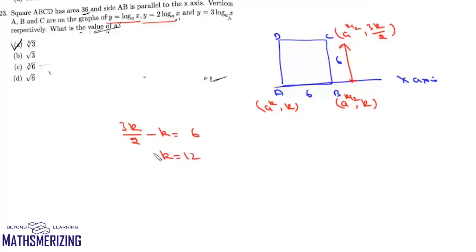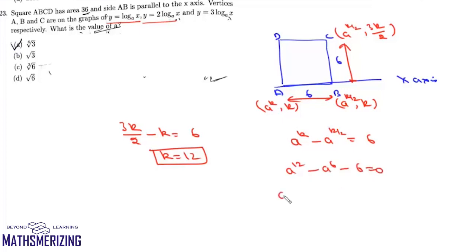So value of K should be 12. Now length of this AB is also 6. So we can write A to the power K minus A to the power K by 2, and this value will be equal to 6. Now K is 12. So this is A to the power 12 minus A to the power 6 minus 6 is equal to 0. So we'll get A to the power 6 minus 3, and A to the power 6 plus 2 equals 0. So value of A to the power 6 must be equal to 3. So value of A is 6th root of 3, and that's your option number A.